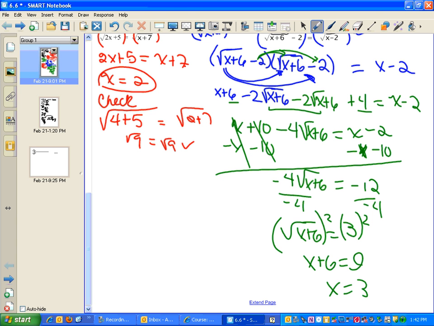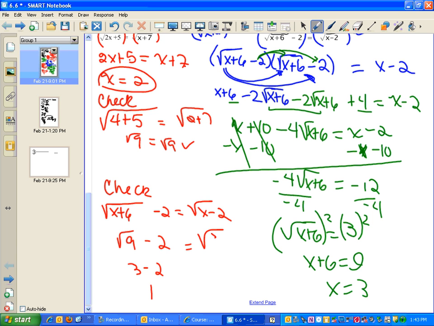So after all of this work, I simply got that x is 3. But what do I need to do? So we go back and we say, well, we're going to check this problem. X plus 6 minus 2 has to equal square root of x minus 2. And we're going to insert the 3. Square root of 9 minus 2, which is 3 minus 2, which is 1. Does that equal square root of 3 minus 2, which is square root of 1? Sure does. So this is an okay solution.